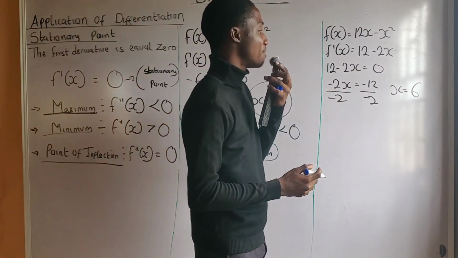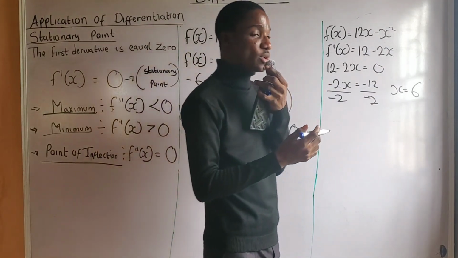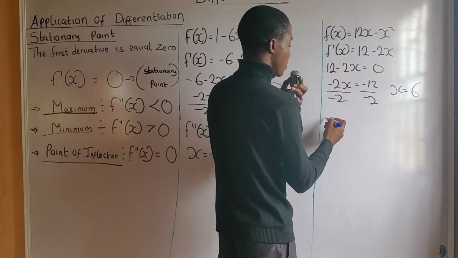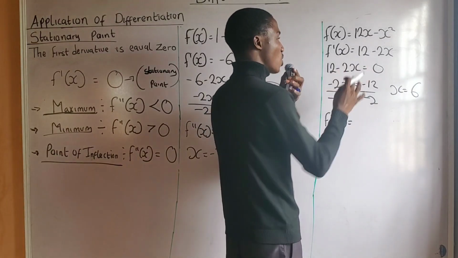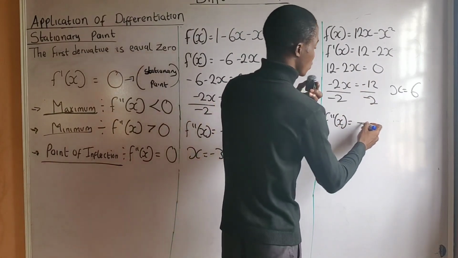Now, to find whether this stationary point is a maximum or minimum, we use the second derivative test, okay? Let us differentiate this function one more time. The second derivative of f of x will be equal to differentiate 12, you're going to have 0. Differentiate minus 2x, you're going to have minus 2, okay?